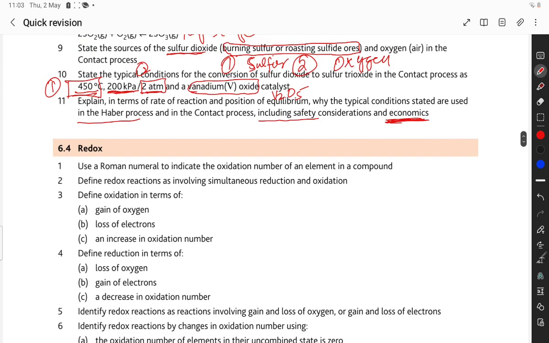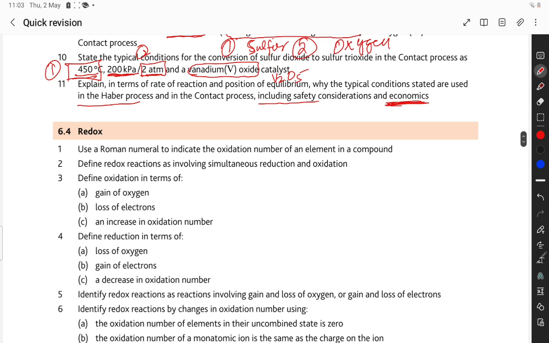And increasing pressure is also considered. When we increase pressure in the case of the Haber process, it also increases cost. So 200 atmospheric pressure is a compromise pressure, so that at this pressure the process is cost effective. So you should know like this, including safety considerations and economic issues.